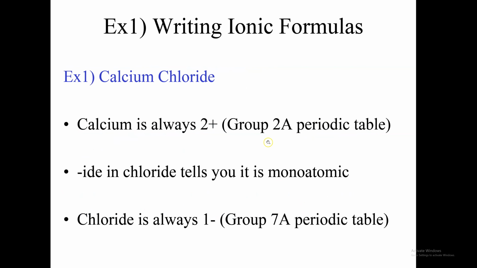And so here's an example. Let's take a look at calcium chloride. Calcium is a 2 plus charge. It's in group 2 of the periodic table. The IDE in this case tells us it's a monatomic ion, which comes from chlorine. And when you put chlorine in there, chlorine's always going to be a -1 from group 7, and it's going to be called calcium chloride.